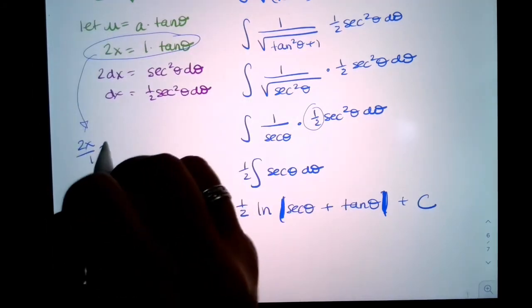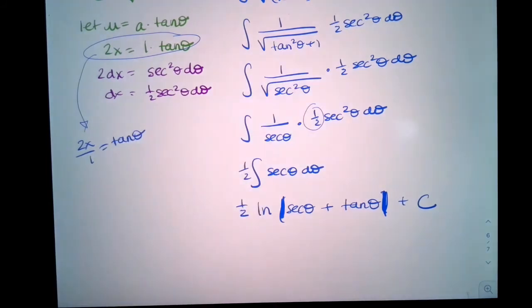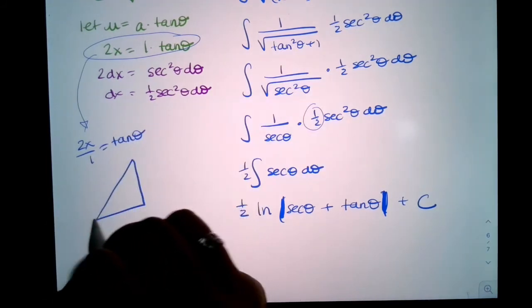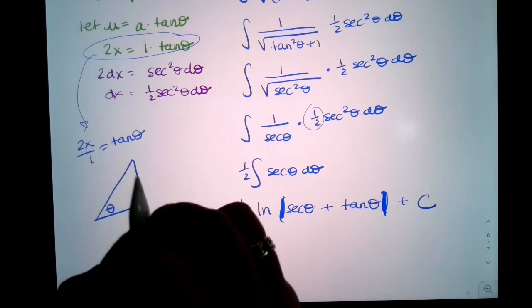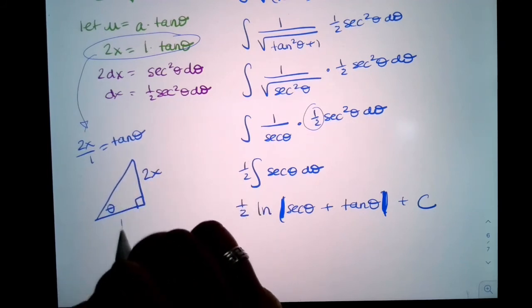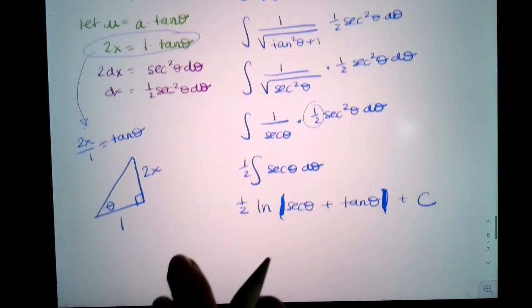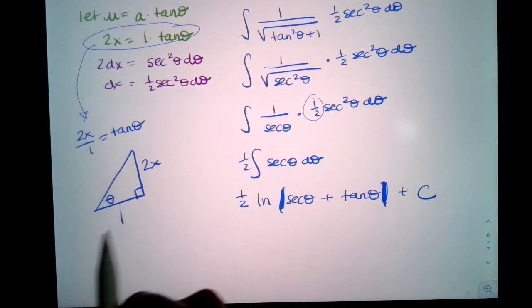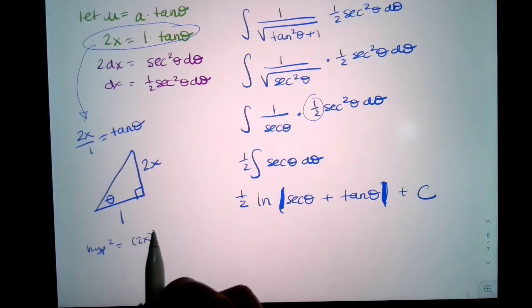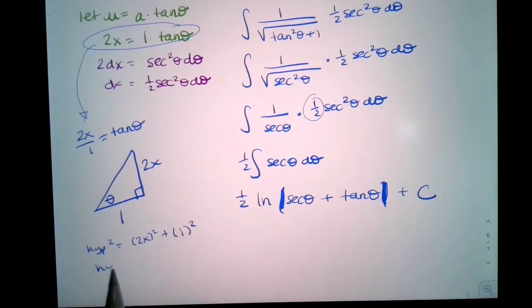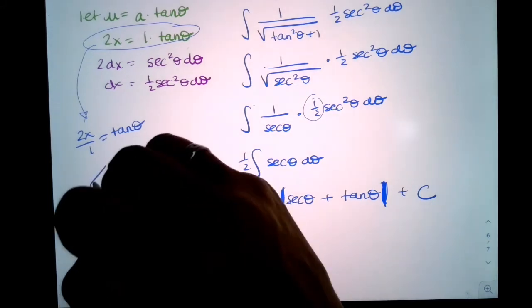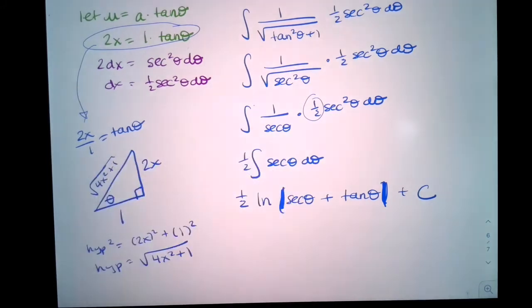That means 2x over 1 is tan theta. I'm going to draw a triangle that has theta in it where the tangent really is 2x over 1. And if I'm looking for secant, I need to know what that hypotenuse is. So remember, just Pythagorean theorem, hypotenuse squared equals one leg squared plus the other leg squared. And so you kind of see that original statement come flying back at you. It always looks familiar, that missing side. So I'm going to put that on my image.